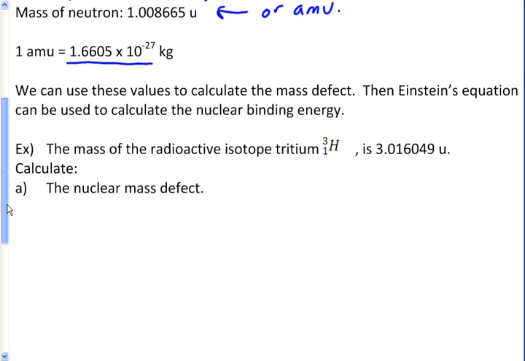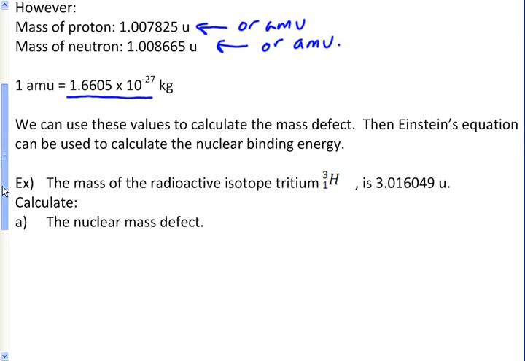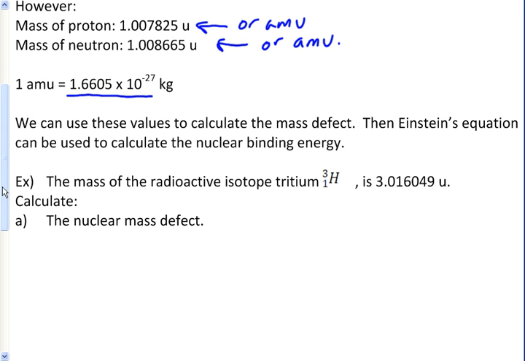We can use these values to calculate this mass defect, okay? And then we can use Einstein's equation to find out the binding energy. So basically what we're going to do is calculate the mass defect. And remember that the mass defect is the missing mass. That missing mass has been converted into energy, which we can use Einstein's equation to find.